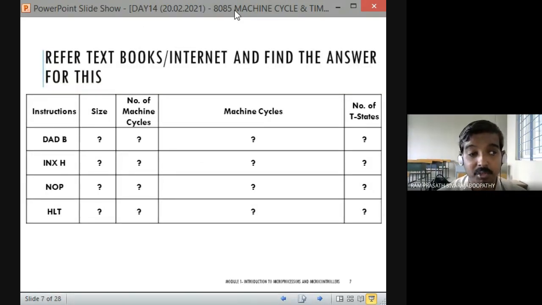Kindly refer to the textbook or internet and find the answer for this. In this particular instruction, how many machine cycles come, please look it up. Fine. I will tell you one interesting thing. We said opcode fetch generally takes 4 T states, but for executing a few instructions it takes 6 T states. Okay, so please check. What is the reason for that? Check everything in the textbook or internet. In the next class we can have the answer for this.